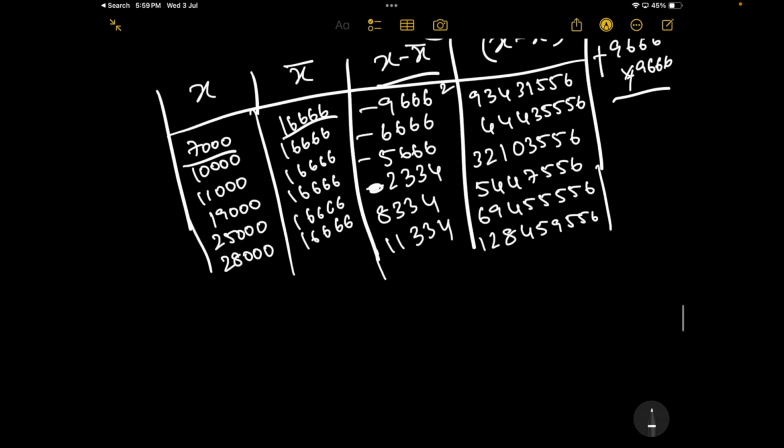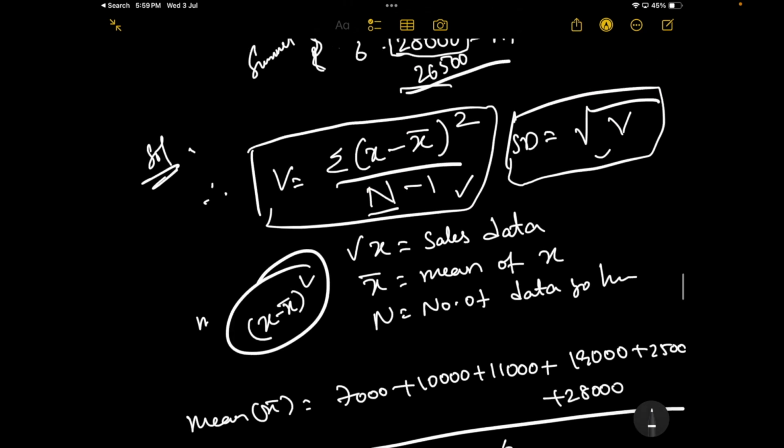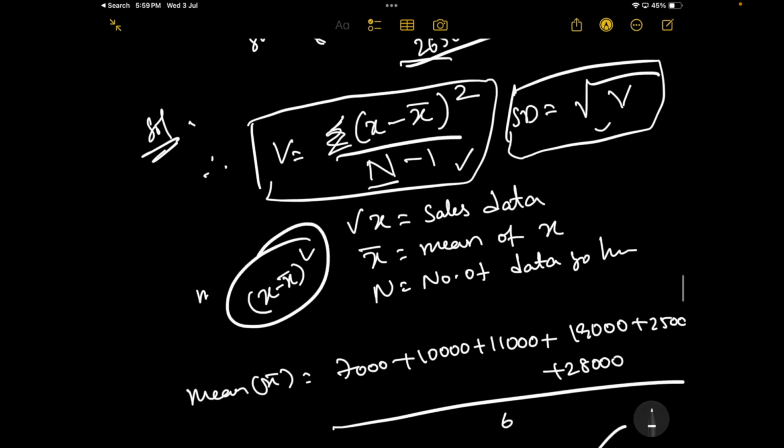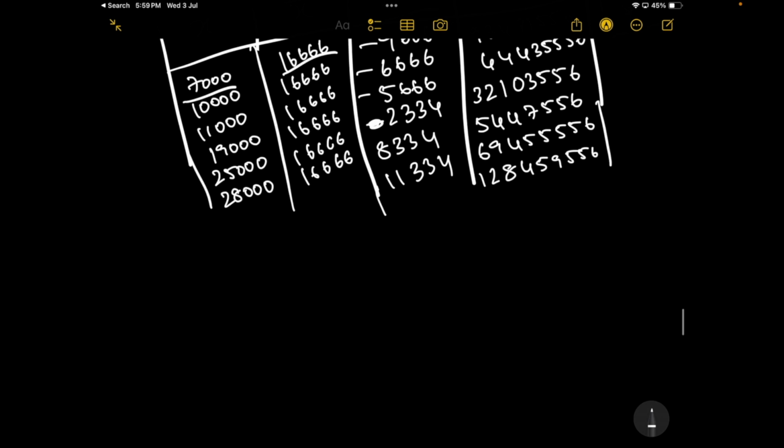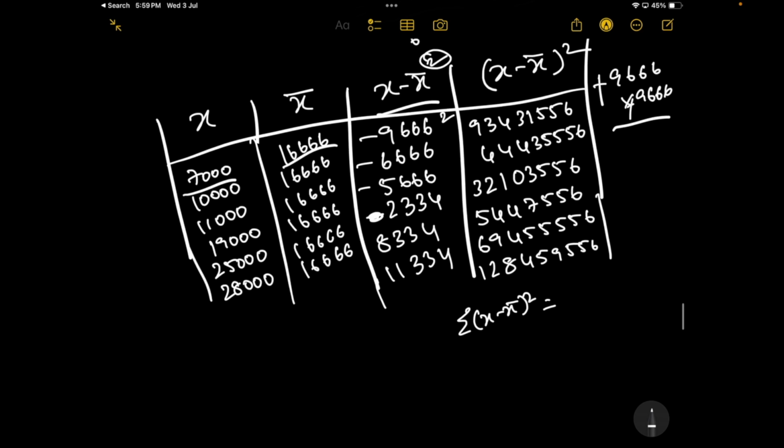And now coming to our formula. What is the formula? Summation. What is summation? Summation means adding. So the summation of (x minus x bar) whole square is equal to adding this entire row. You need to add that. How much would that be if you add?